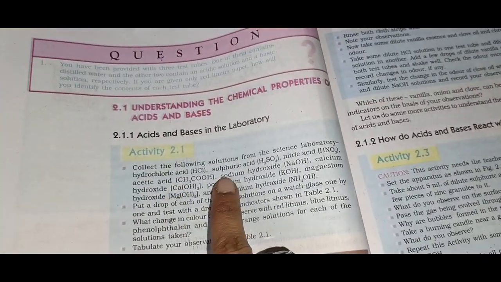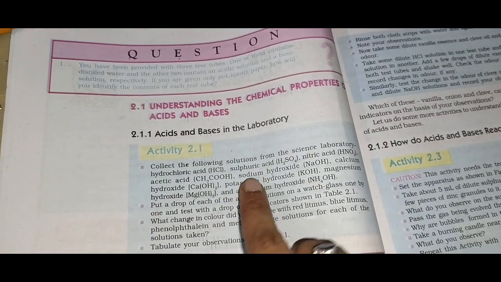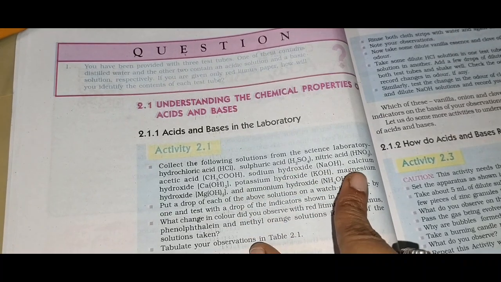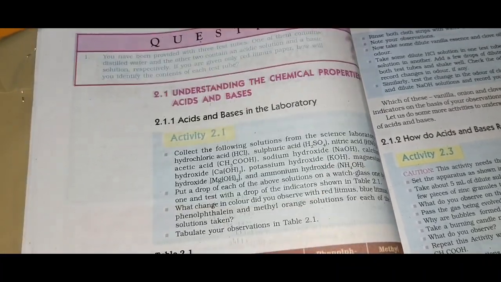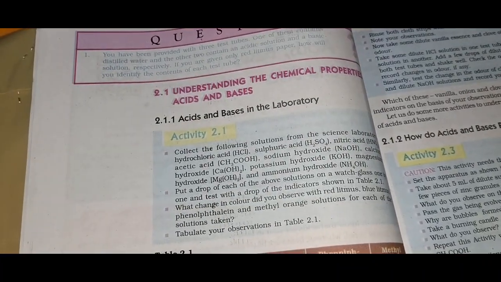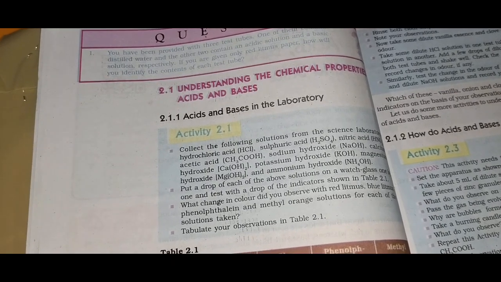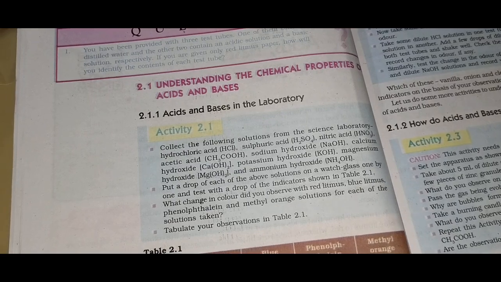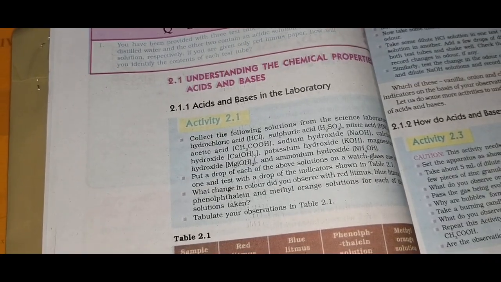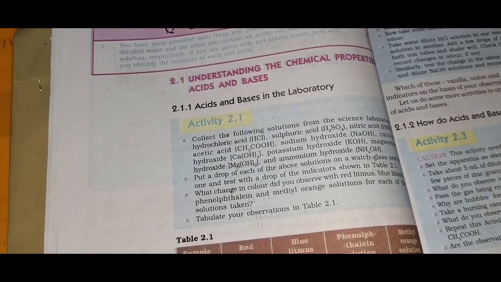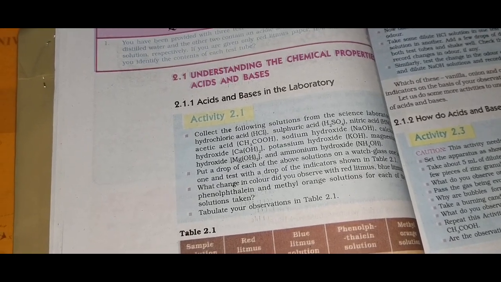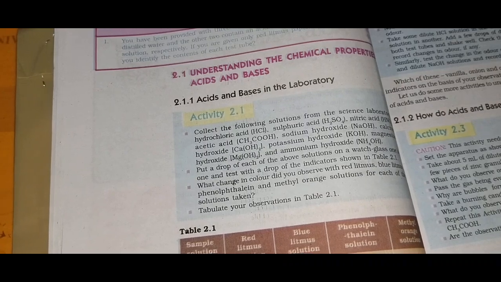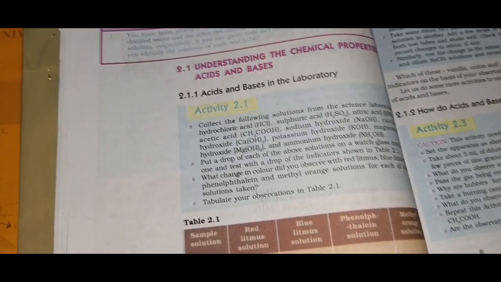We can collect hydrochloric acid, sulfuric acid, nitric acid, acetic acid, sodium hydroxide, calcium hydroxide, potassium hydroxide, magnesium hydroxide, ammonium hydroxide, etc. Then we put one drop of each on a watch glass, one by one, and test with a drop of indicator. What change in color do you observe with red litmus, blue litmus, phenolphthalein and methyl orange for each of the solutions?